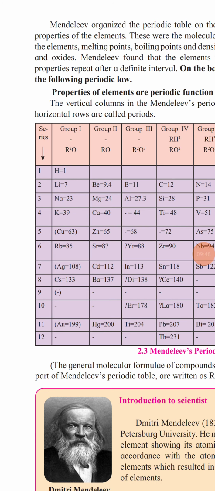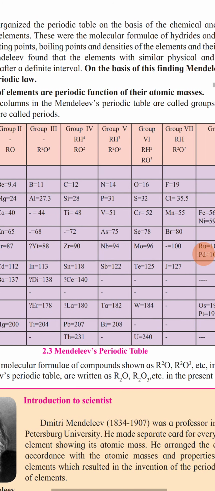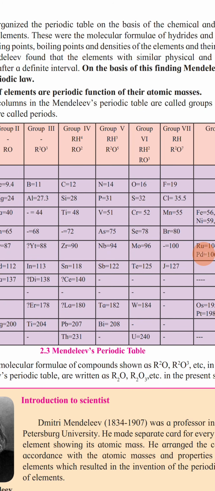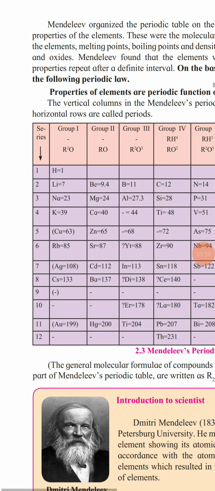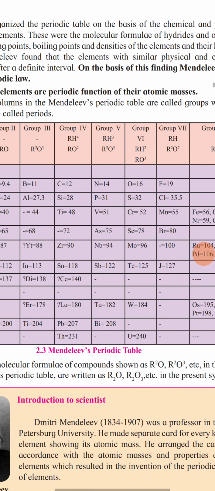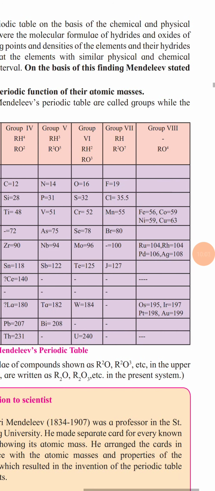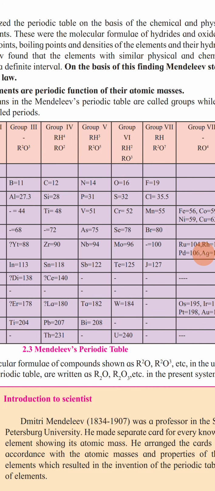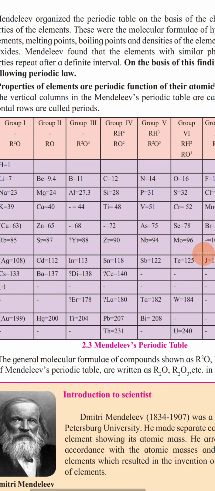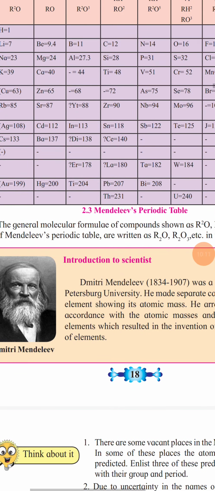So there is a general formula of the compounds also given, like RO2, RO3, in the group. Looking down, group 1 is R2O, group 2 is RO, and similarly R2O3 in the case of group 3, etc. In the upper order, above, in group 1 you will observe R2O, group 2 is RO. Like this he made the arrangement.